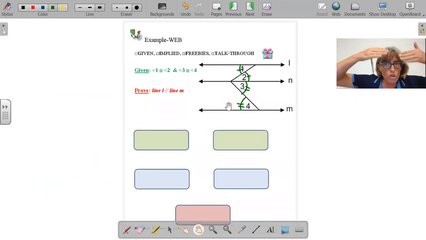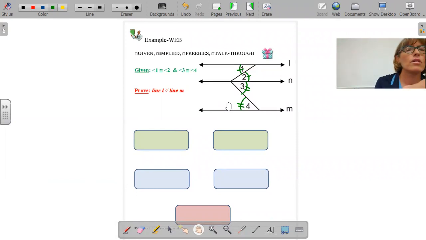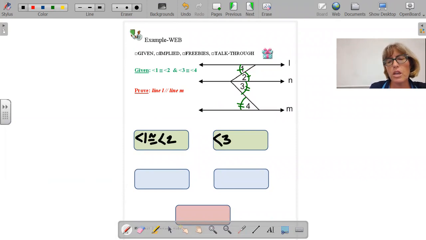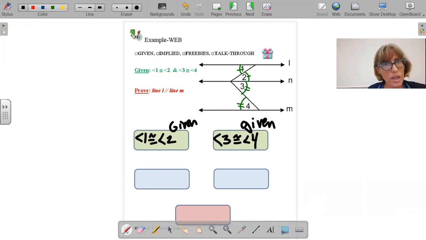So the web shows how things connect. You put the how in the boxes and the why outside the boxes. So I do something like this. Angle 1 is congruent to angle 2. Angle 3 is congruent to angle 4. There's your hows, and your why is you simply say, well, that's given. That's given.